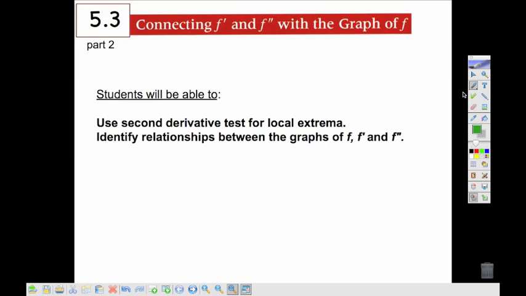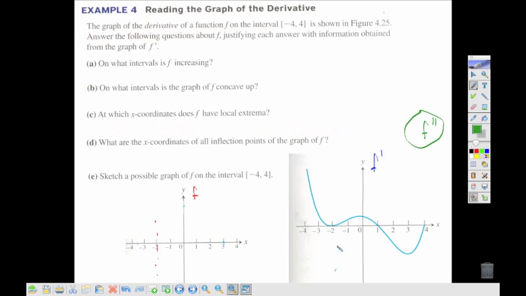Okay, in section 3 we're going to look at how the graphs of f and its first and second derivatives are related. Now in this first problem they're giving us a graph of f prime. They want us to analyze this thinking about what the original function would have been, and we're going to use information about this graph to think about the second derivative and again what that tells us about the original function.